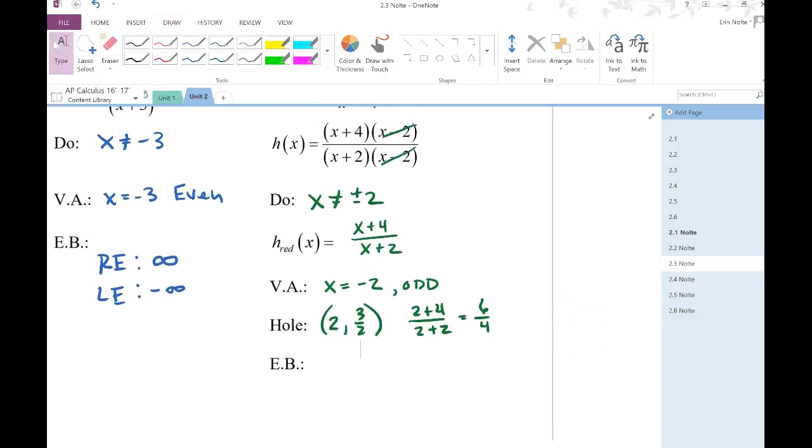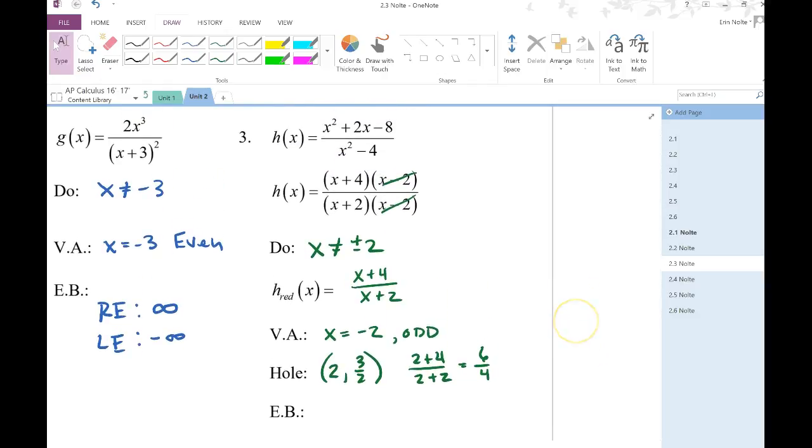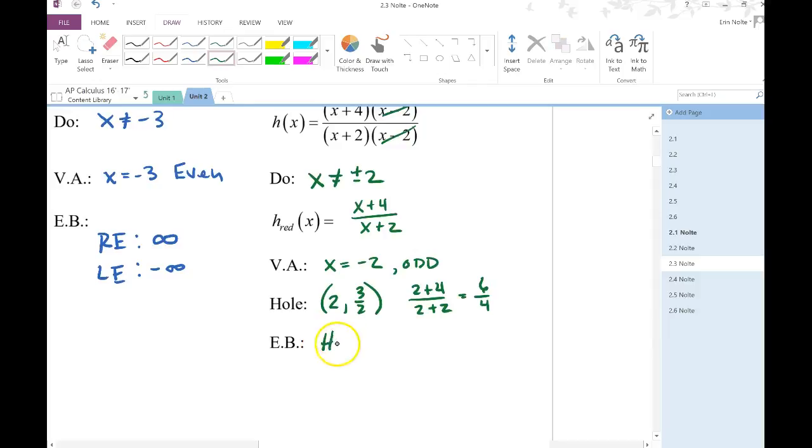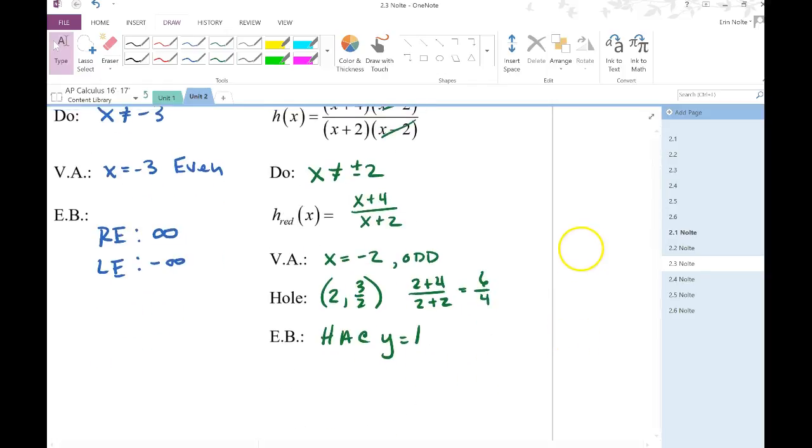Okay, end behavior. Is it bigger on the top, bigger on the bottom? Go back to the original to look. Or the same. Yeah, same. So I have a horizontal asymptote where y equals 1. Is that what you guys all said? Yep. Okay, so that means both my ends, I can say, right?